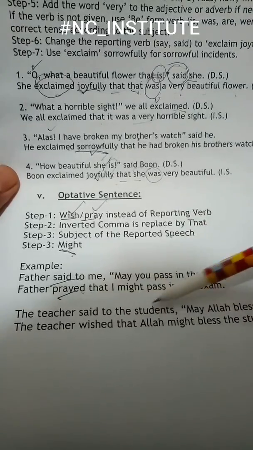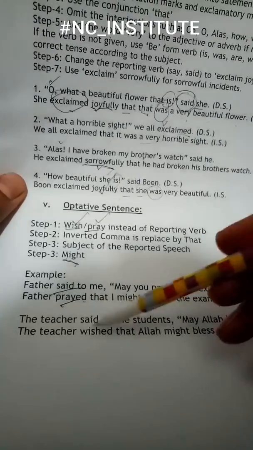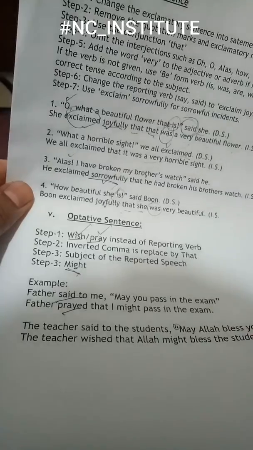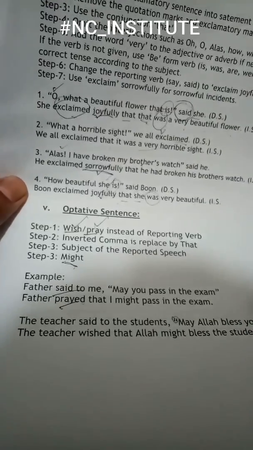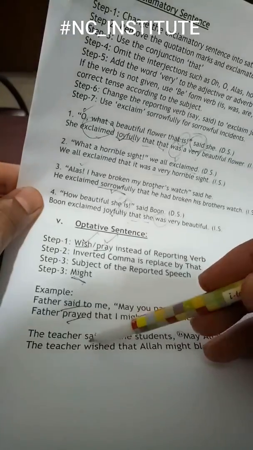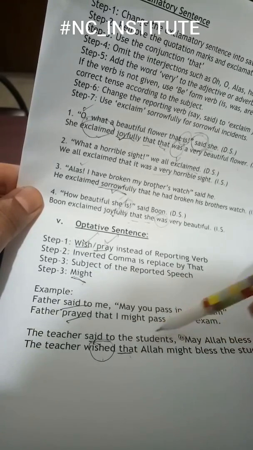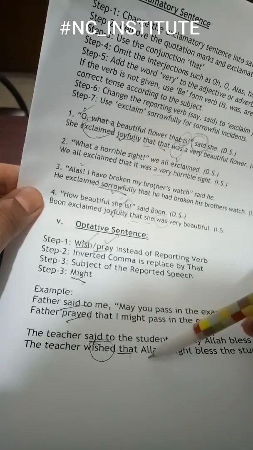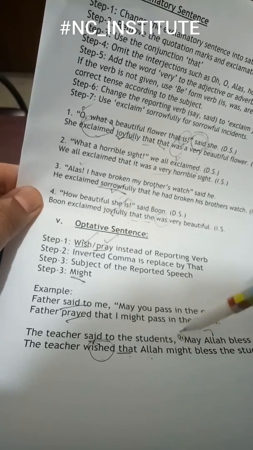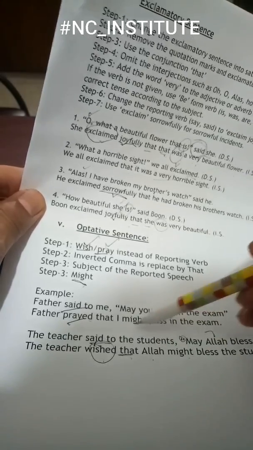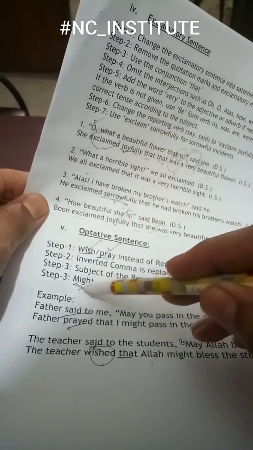So the teacher said to the students, may Allah bless you. In this sentence, we remove the quotation mark or inverted commas. And instead of said to, we use wished. And that is used after wished. What is the subject here? Allah. So Allah has become the subject, and instead of may, we use might as in the rule.